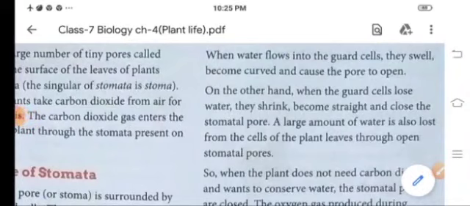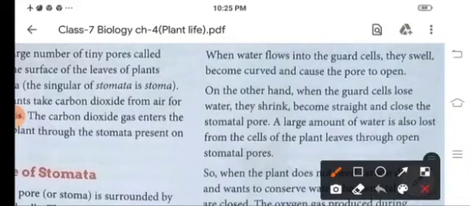Children, today we'll continue chapter 4, Plant Life. In our previous class, children, I told you about the structure of stomata. Today, we'll learn the working of stomata.